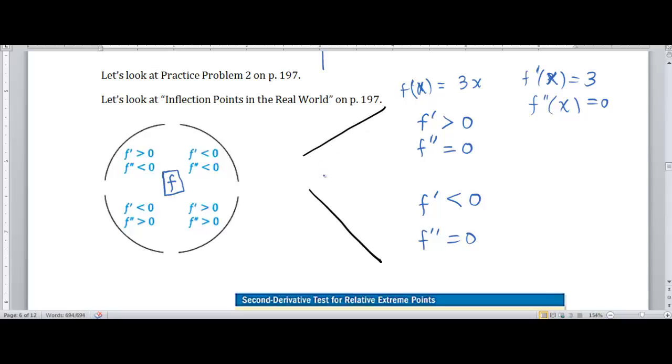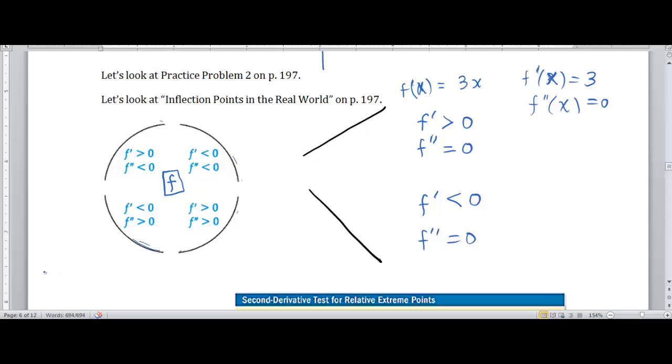So if it's not constant up or constant down, then it has to be curved. This is increasing, so the first derivative is positive, but it's concave down, so the second derivative is negative. This one is also increasing, so the first derivative is positive, and it's concave up, so the second derivative is also positive. This graph is decreasing, first derivative negative, but it's concave down, second derivative negative. This graph is decreasing, first derivative negative, but it's concave up, so the second derivative is positive.